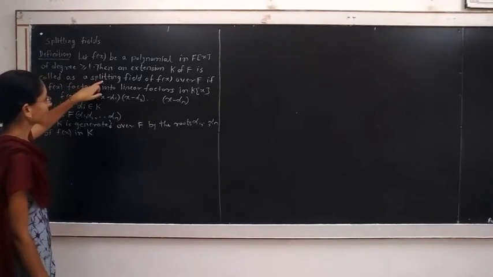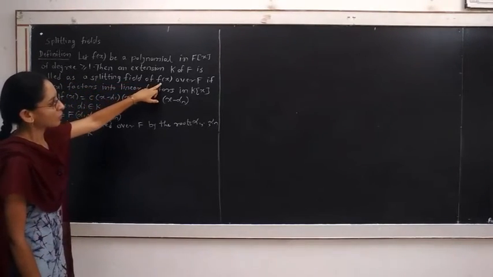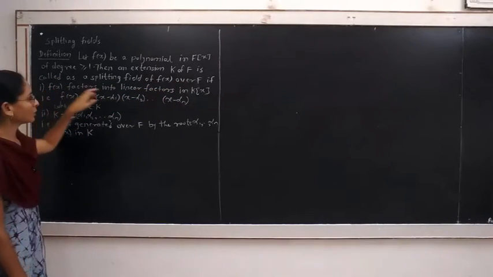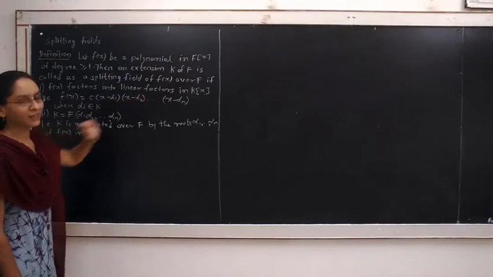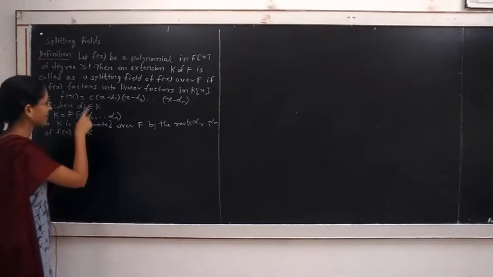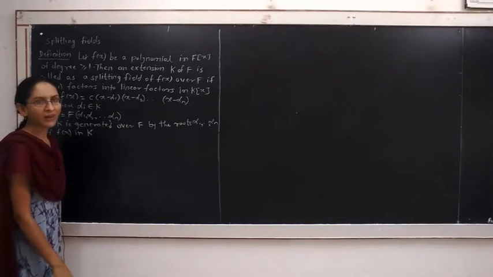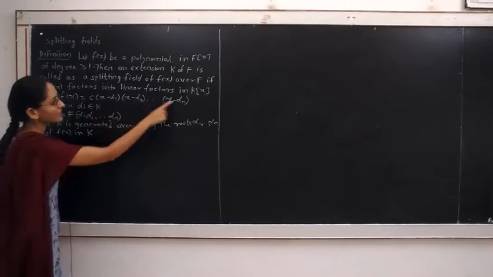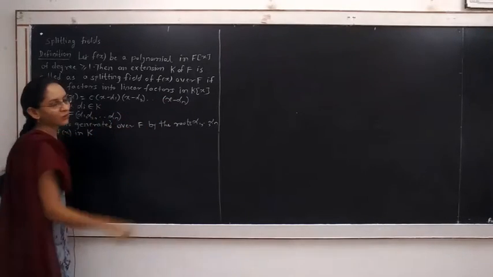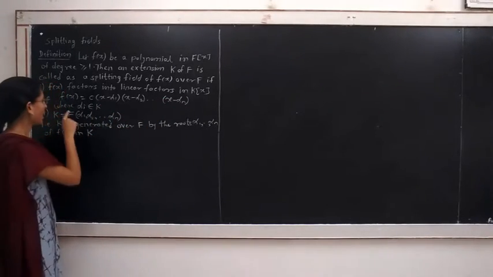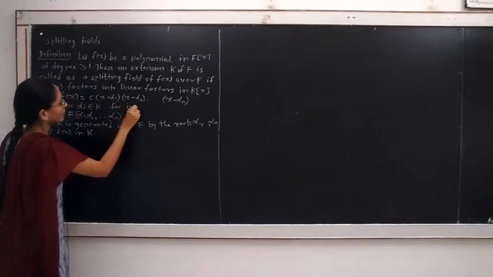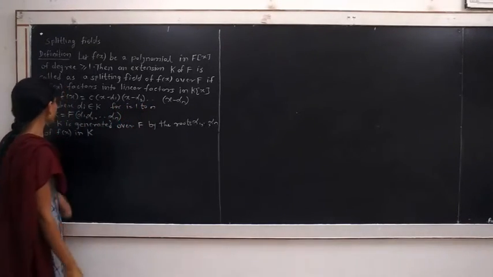It is called a splitting field of f(x) over F if f(x) factors into linear factors in K[x], means if we have the factors of f(x), then all the factors are linear factors and the factors belong to K[x], means every factor has coefficient from field K, that is alpha i belongs to K for i equal to 1 to n.